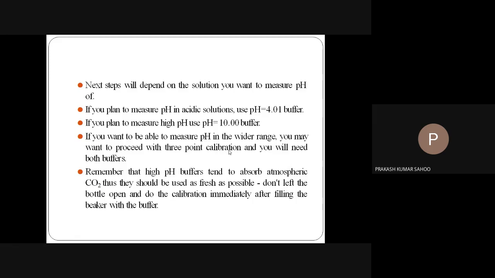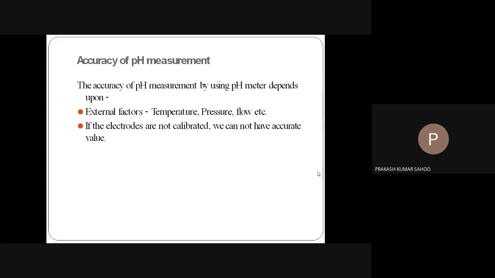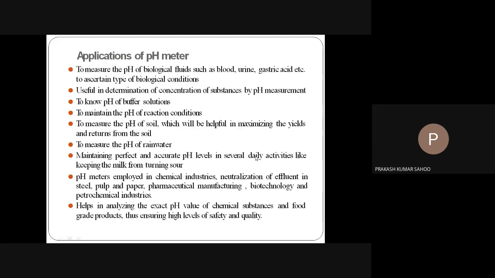So this is just a precautionary step: if you have the high pH buffer, it will absorb carbon dioxide. So it should not be left open, and the calibration should be done immediately. The accuracy of pH measurement depends on external factors like temperature and pressure. The electrode has to be calibrated, otherwise we cannot have accurate values.